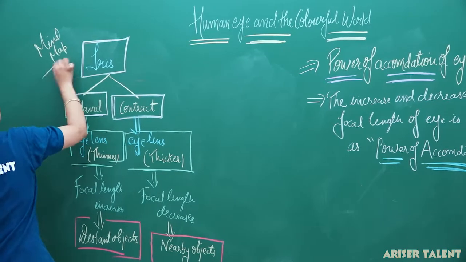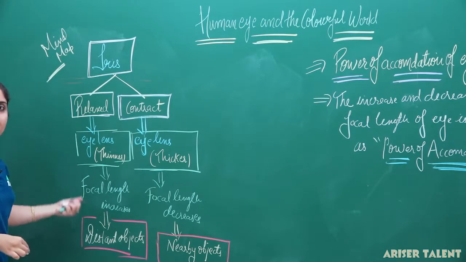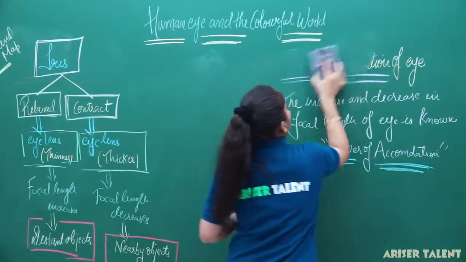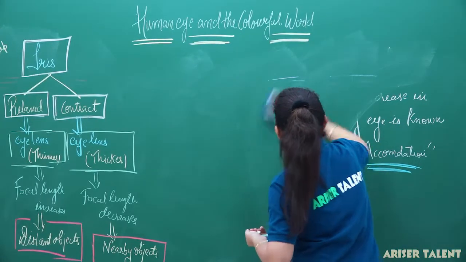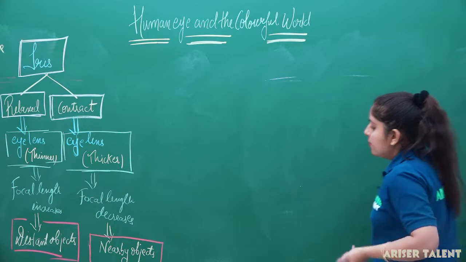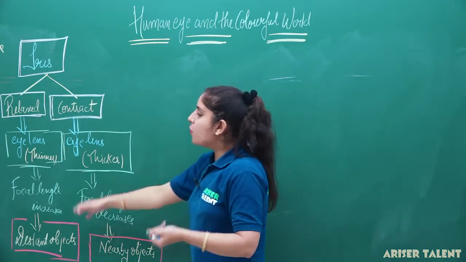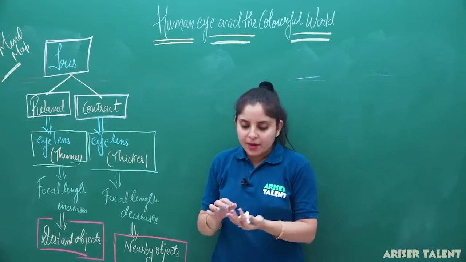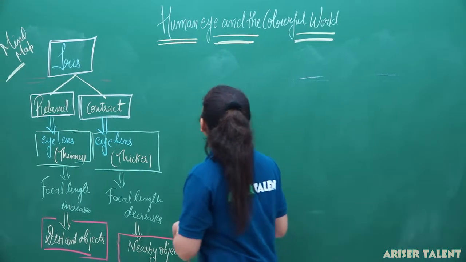So this topic has been cleared to you just by learning this. Now, one thing has been cleared: the focal length can be increased or decreased, and that is the power of accommodation of an eye.